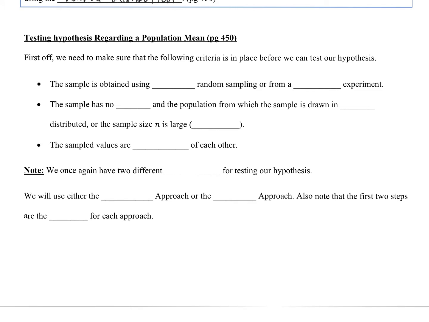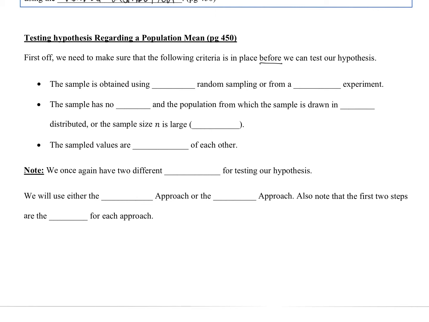First off, we need to make sure that the following criteria are in place before we can test our hypothesis. Just like how we make sure something is approximately normally distributed before we can use z, and if it's not, we can't use z anymore, so we have to use just the binomial probability. So here are the 3 things we need to check.